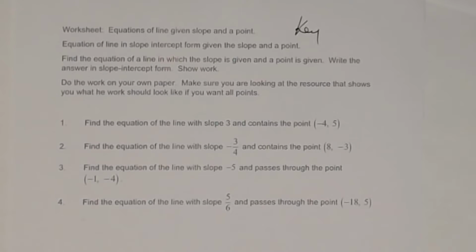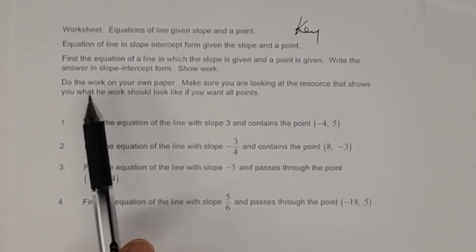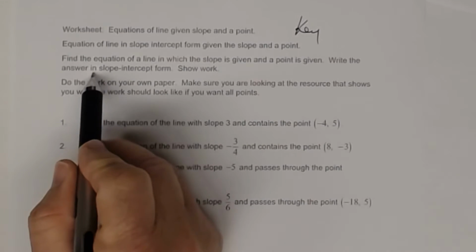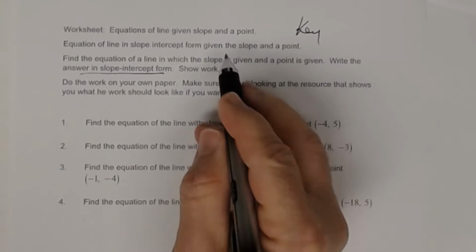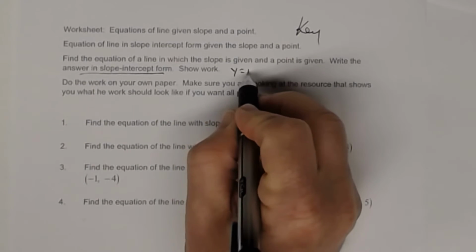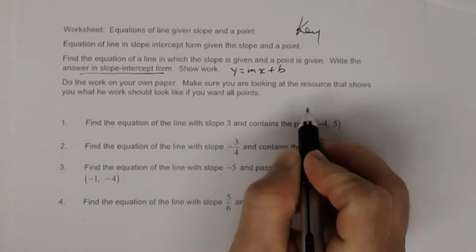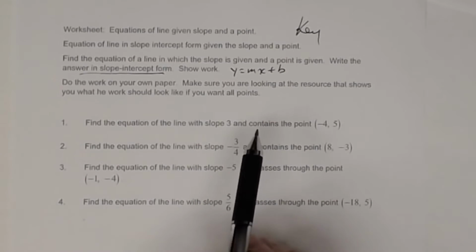All right, so in this worksheet, you want to find the equation of a line, and somewhere in the directions it does say right here, you want to write your answer in slope-intercept form. So remember, slope-intercept form is y equals mx plus b, meaning you want to get y by itself.